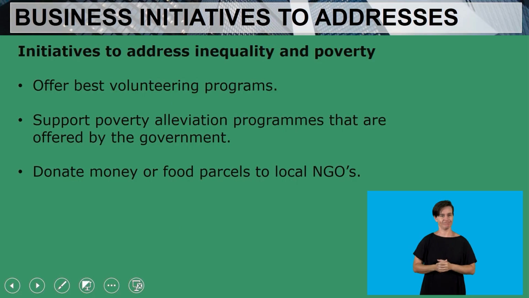Donate money or food parcels to local NGOs. Another way that businesses can address inequality and poverty is to make sure that they donate money or give food parcels to local NGOs. Maybe a business is not able to start a program whereby they can offer these programs to the community. So the least they could do is to give money to the NGOs that are there in the community, or also donate the food parcels.